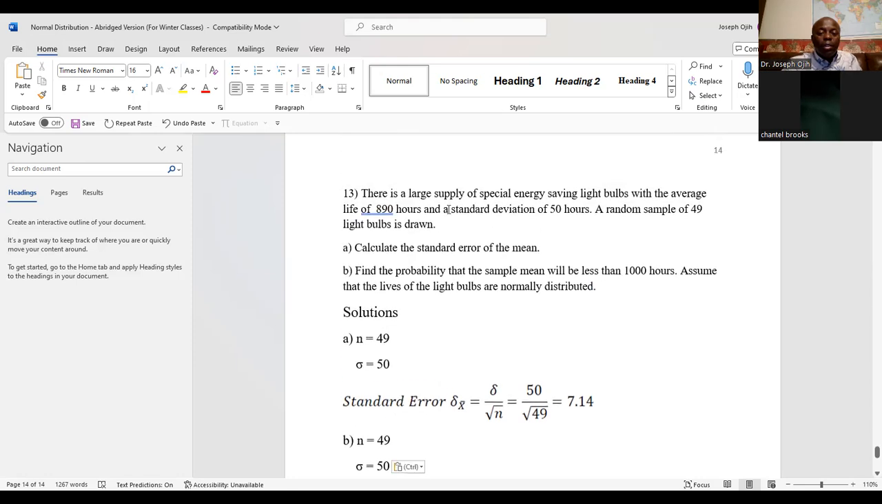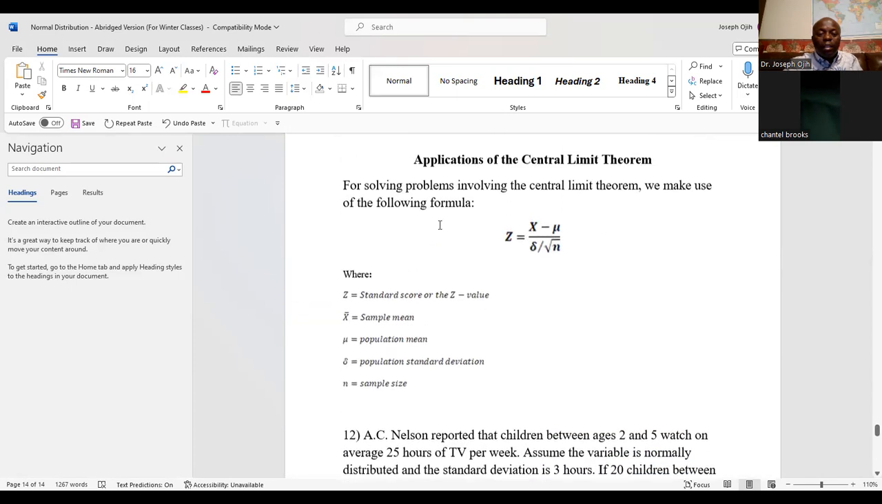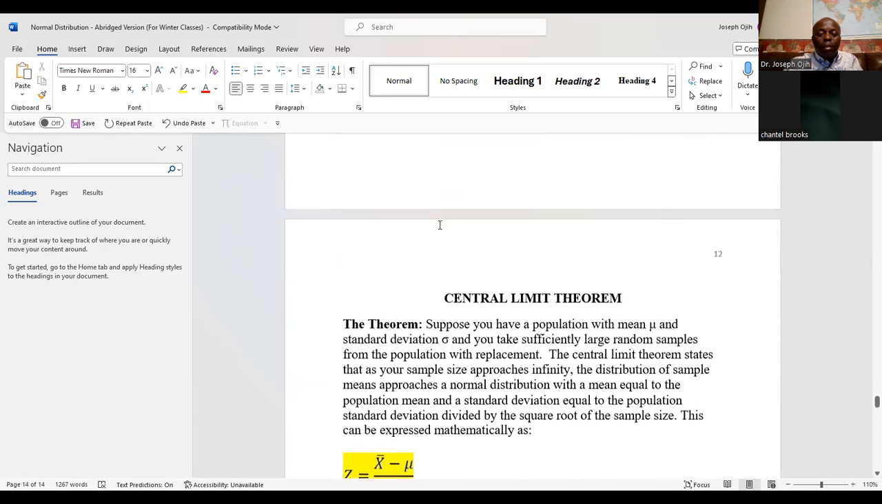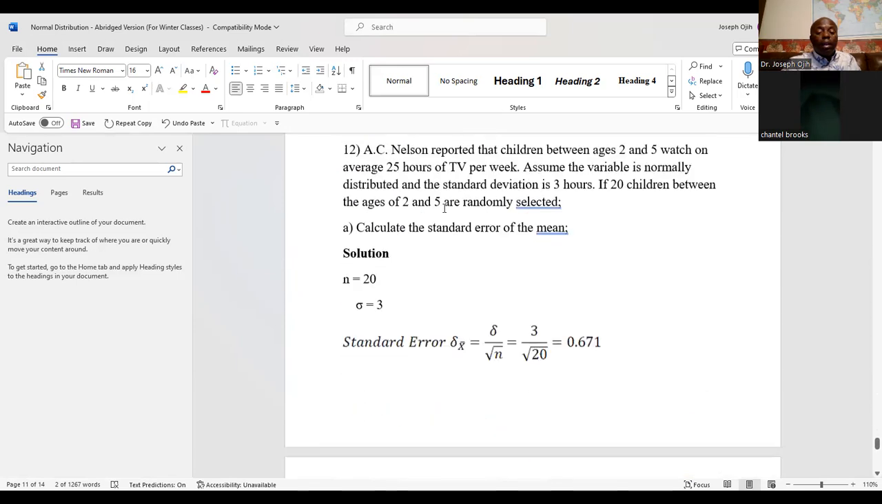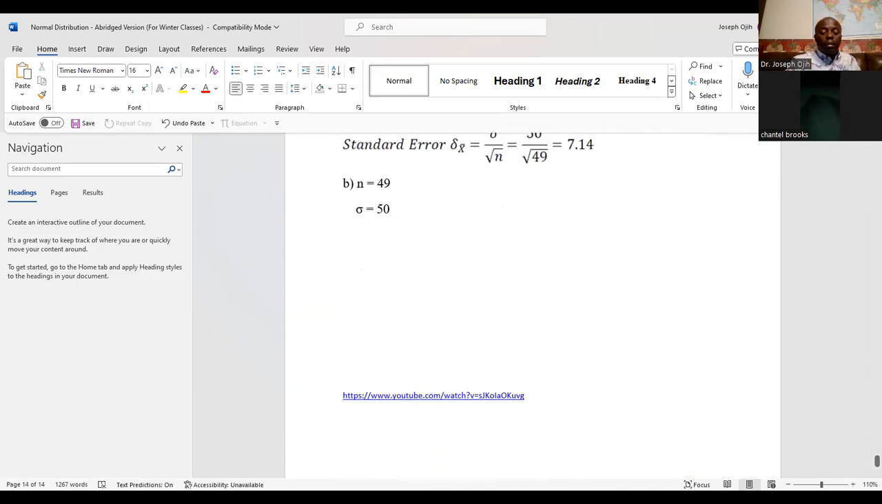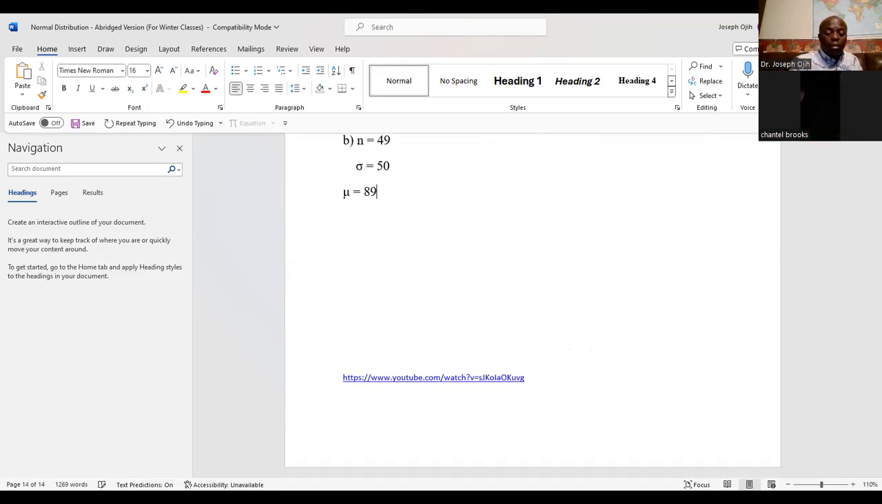Then the mean. The problem says there is a large supply of energy-saving light bulbs with an average mean of 890 hours. So mu is 890 hours. We get this character for the mean. So that is the population mean, 890 hours.